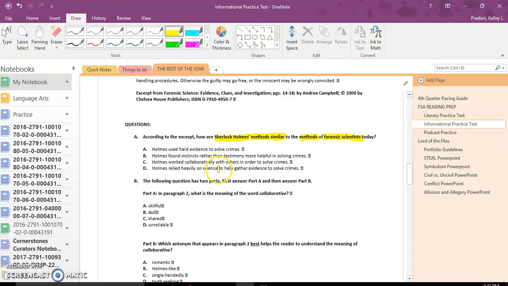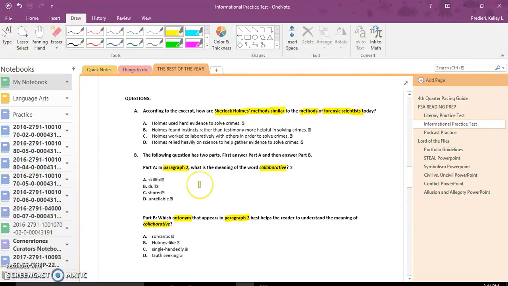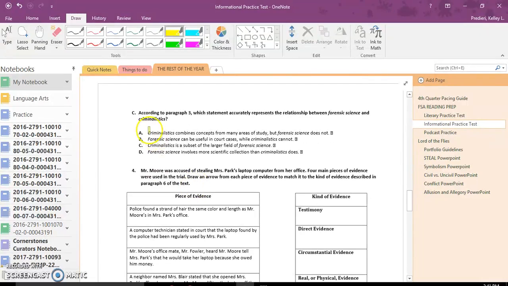Alright, so then number 2, the following question has 2 parts. Part A, in paragraph 2, we're looking for the meaning of the word collaborative. Part B, which antonym appears in paragraph 2. Again, antonym. So remember, antonym means opposite. Best helps the reader understand the meaning of collaborative. Alright, so we'll want to zoom into paragraph 2 to figure that out.